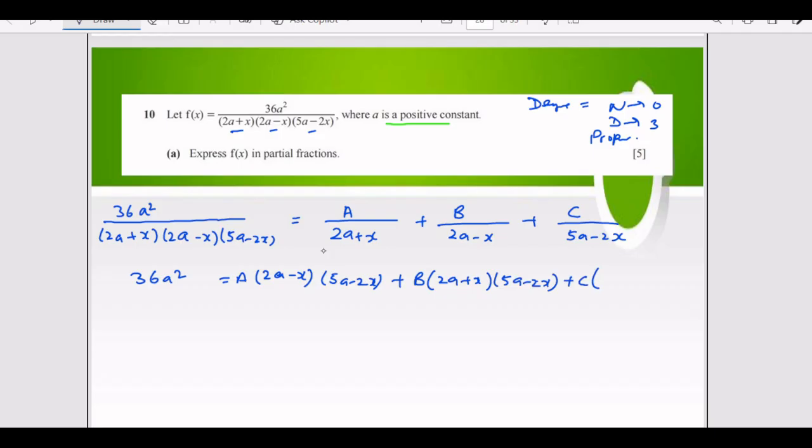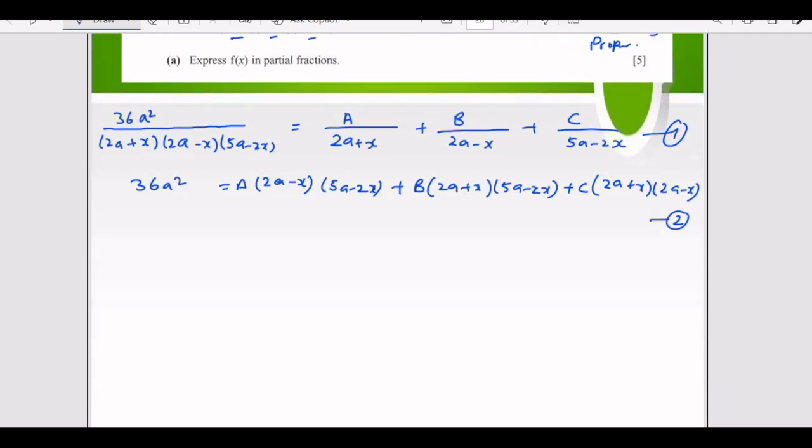2a minus x will be gone, so B into 2a plus x, then 5a minus 2x, then plus C into 2a plus x and 2a minus x, right? So this is what we have after multiplying by the denominator.